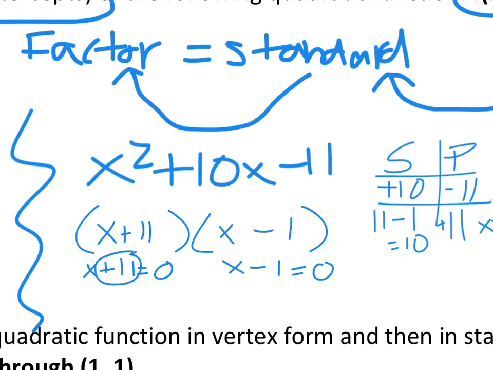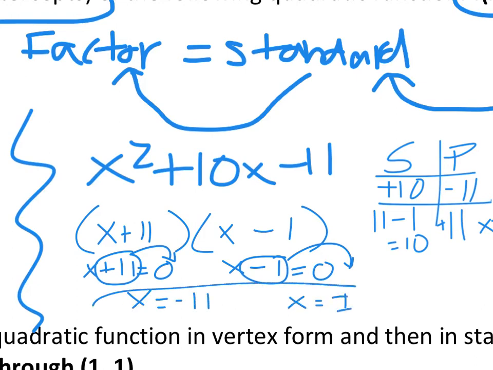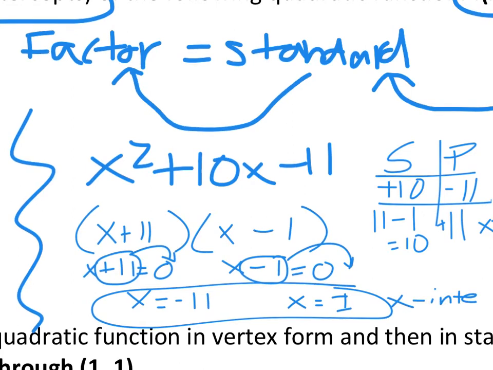We'll take that positive 11, bring it over. We'll take that negative 1 and bring it over. And we'll be left with negative 11 and positive 1. These are now my 2 x-intercepts. And that's what we were doing in our last unit.